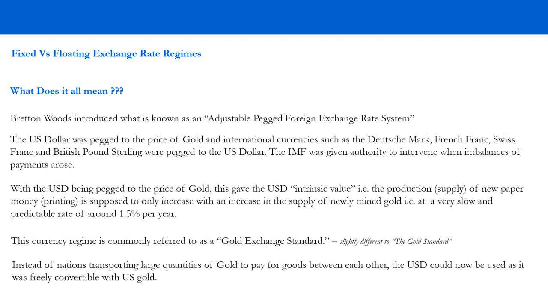So this is basically designed to increase international trade. That's the primary objective here of one of these regimes. And it's supposed to do that through stability. So instead of nations, let's say, transporting large quantities of gold around the world to pay for goods between each other, what would happen now is that the US dollar would be anchored to the value of gold and the supply of gold, and all major trading nations would use US dollars in order to pay for those goods.